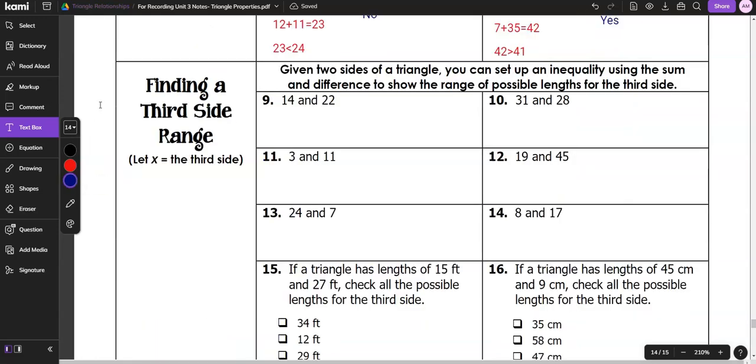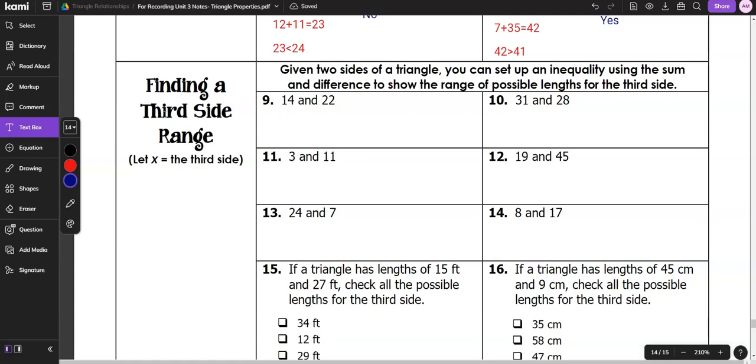All right, so now what we're going to do is, given two sides of a triangle, find a range of possible lengths for the third side. Now again, why would we want to do this? Well, one thing is to make sure that our answers make sense. We know that if it wouldn't be within this range, then the answer doesn't make sense when solving for a third side.